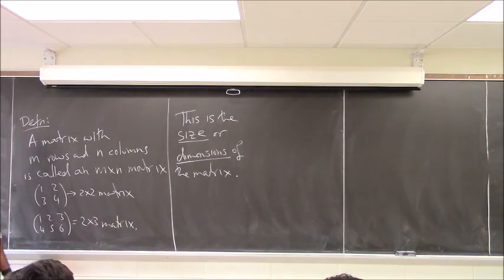So if I say, what's the size of this matrix? It's a 2 by 2. What's the size of this one? It's a 2 by 3. 2 rows, 3 columns. State the rows first before the columns.